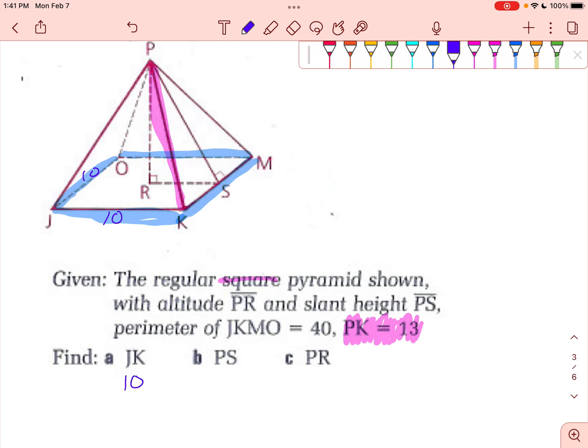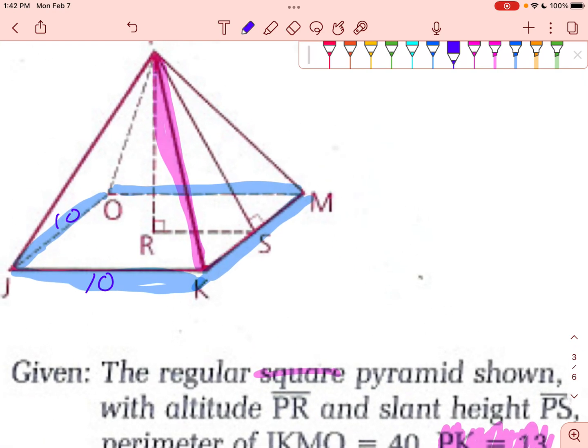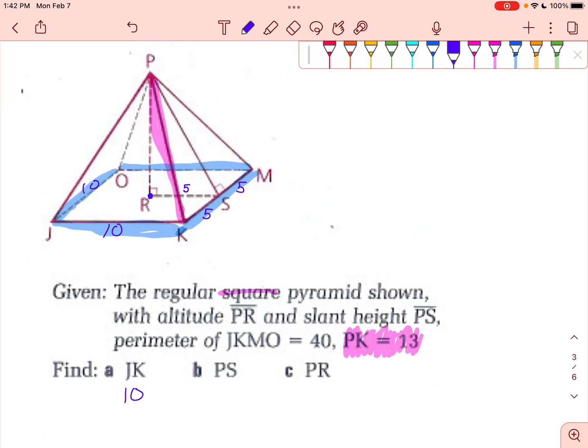Our next question says to find PS. So PS is representing that slant height. And so we need to pull out a right triangle that we can use with that slant height. Okay, so I know that we have our 10, and we have, oh, from the center, okay, so we have R, which is in the center. I got stumped for a second. So from R to S, that is going to be 5. We know from S to K that is also going to be 5. So we have this information.